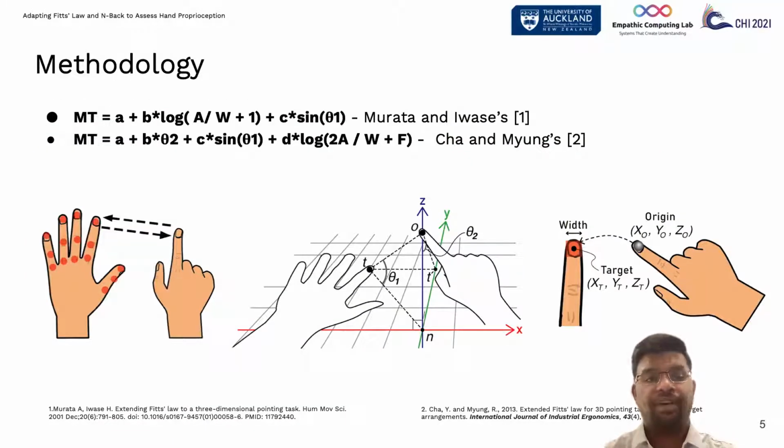From the past Fitts law work, the most suitable Fitts law for the particular task was the extended Fitts law by Murata and Iwase and Cha and Myung's work. We computed both Fitts laws using the data from the OptiTrack system. The angles theta 1 and theta 2 were computed using trigonometric calculations as illustrated in the figure. Prior to this study, we measured the width of each finger using a vernier caliper, which was used in this calculation of Fitts ID, that is, index of difficulty.